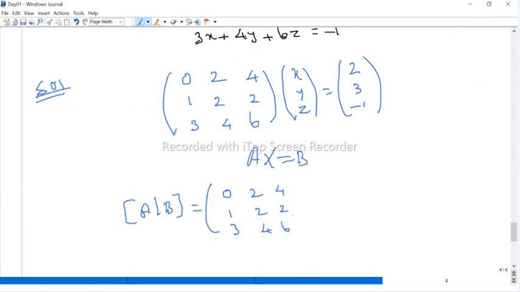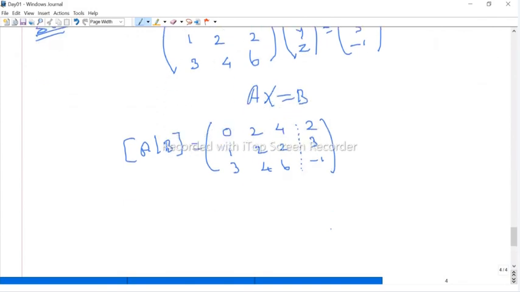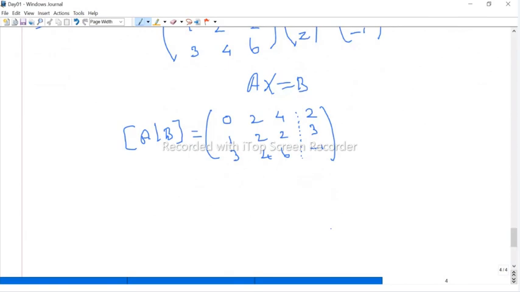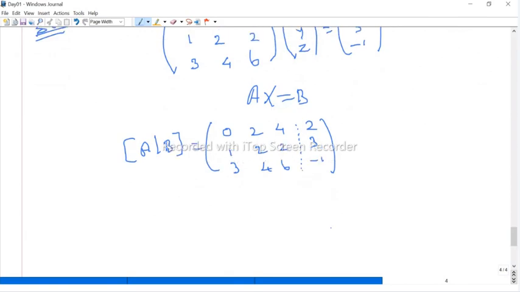If you want to differentiate, put some line or dots here, and then we write the column vector B: 2, 3, minus 1. So this is the augmented matrix. Solving the equation is nothing but simplifying this augmented matrix.